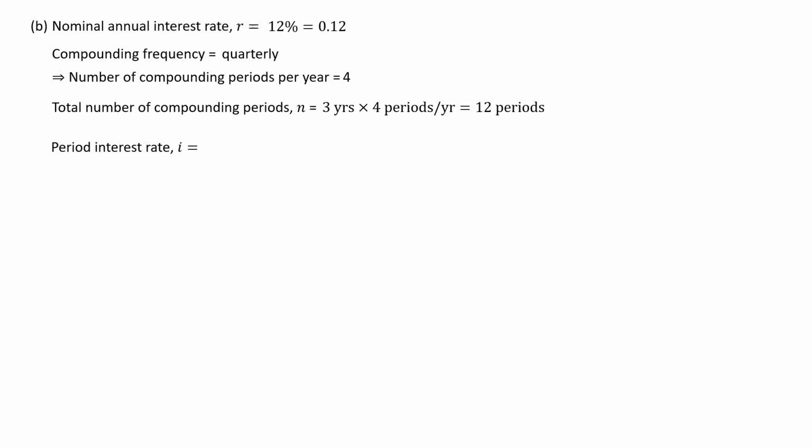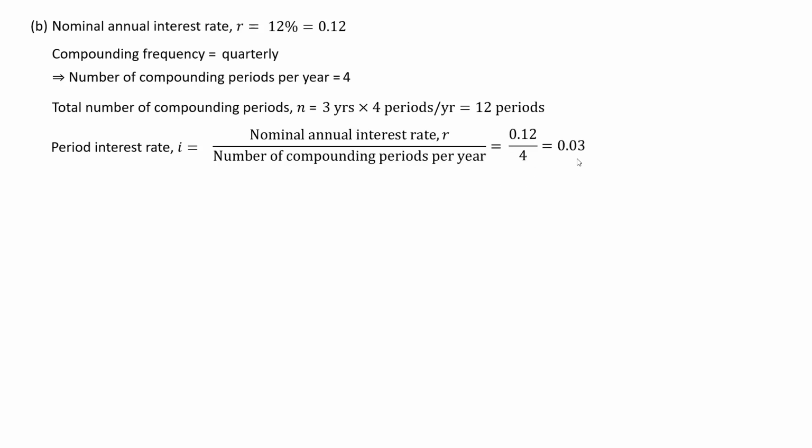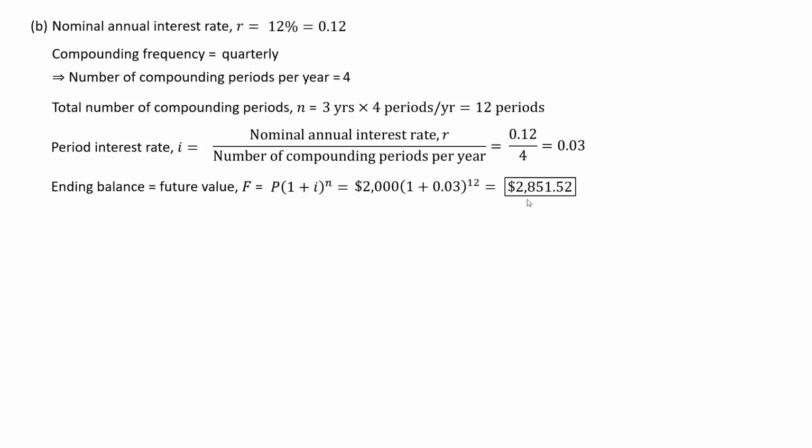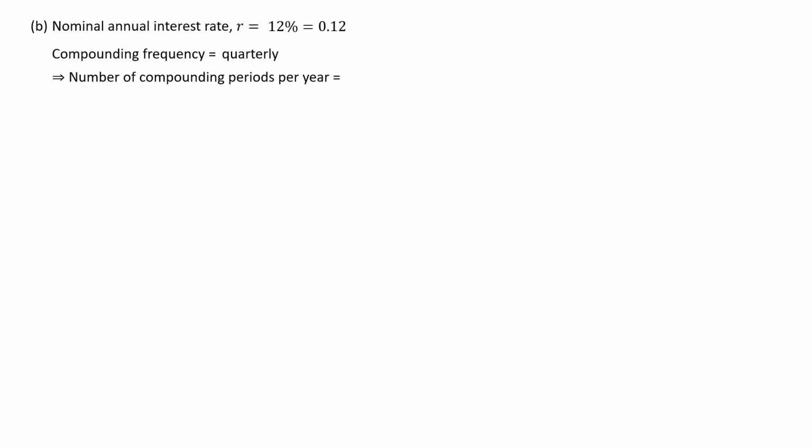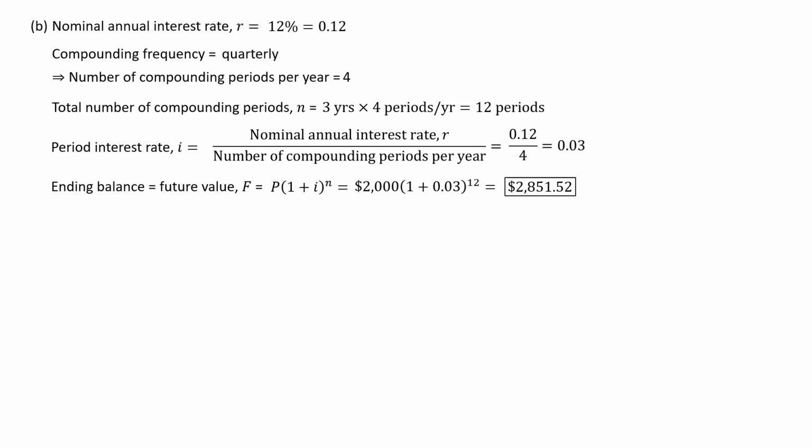And the period interest rate is the nominal divided by the number of compounding periods per year, and so that should give us 0.03 or 3%. And the rest of the calculations is similar, P times 1 plus I to the N, but the numbers are slightly different. And this turns out to be 2851.52. And the previous one, let me go back, is 2861, as opposed to 2851. So there's about a $10 difference.